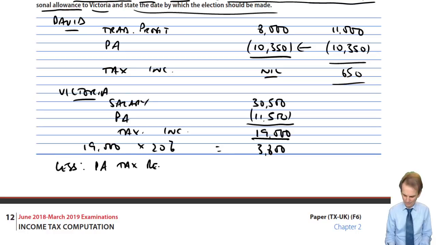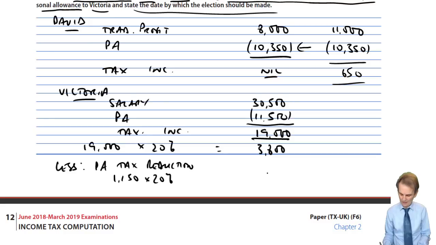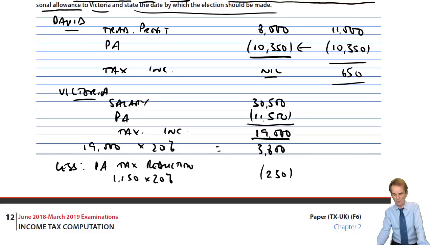tax reduction. And that, as we know, is £1,150, figure given in your rates and allowances, times 20%. That, therefore, as we already know, is a £230 tax credit to be deducted there. Okay. Have another look back through what we've just done. Check that answer out then again with the answers in the back.